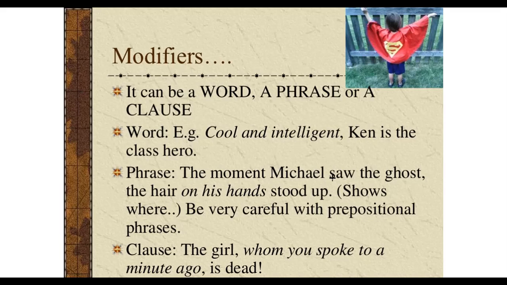Like, for example, the moment Michael saw the ghost, the hair on his hand stood up. Now, when I come here to tell you where is the modifier, you would say the modifier is on his hands. Why? Because I could say, the moment Michael saw the ghost, the hair stood up. I could say it like this, okay? The hair stood up. But then, all of us, we have hair from our head to toe. It could be my hair on my head, my hair on my toe, my hair on my hands, my eyelashes. It has a lot of hair. And then it will not describe the image of fear.